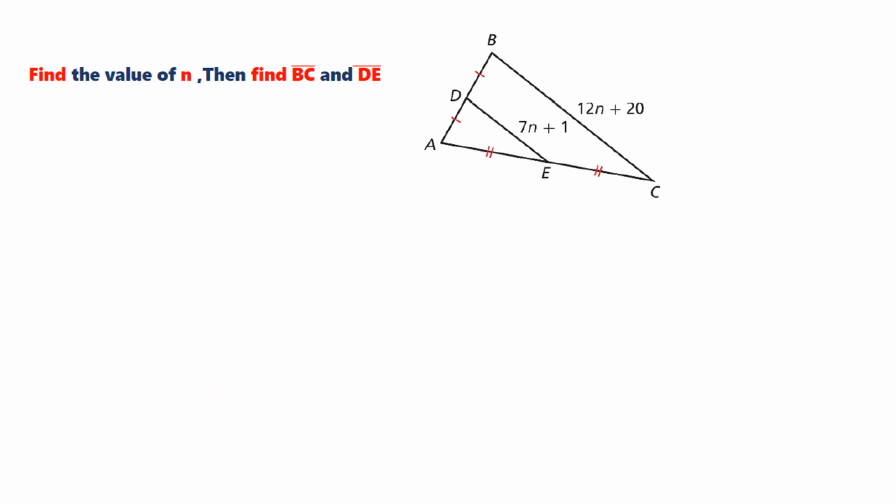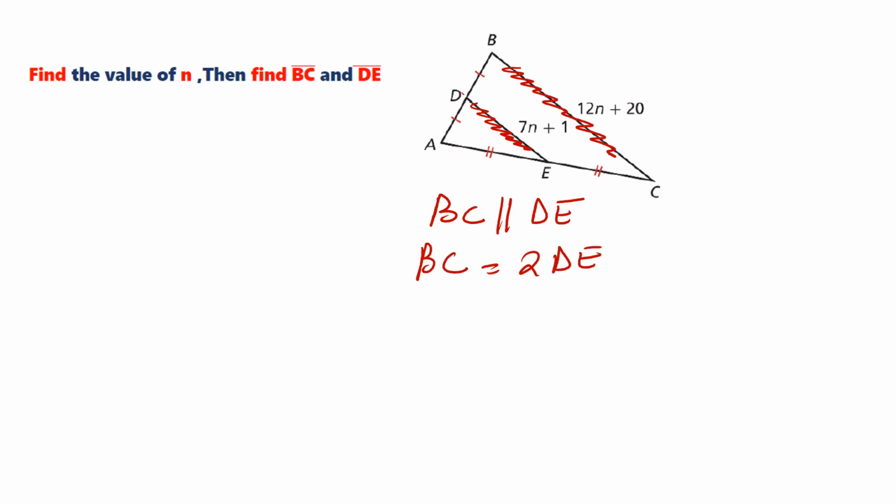Next question. Now we have DE. D is the midpoint, and E is the midpoint. So DE is the mid-segment of BC. Now what is the relationship between BC and DE? BC is parallel to DE, and BC is definitely twice DE. What is BC? It is 12n plus 20. And what is DE? That is 7n plus 1.